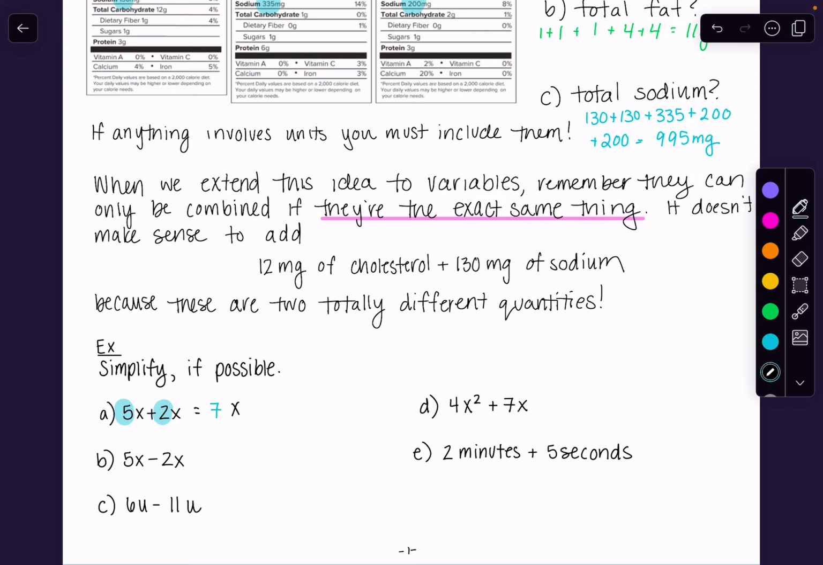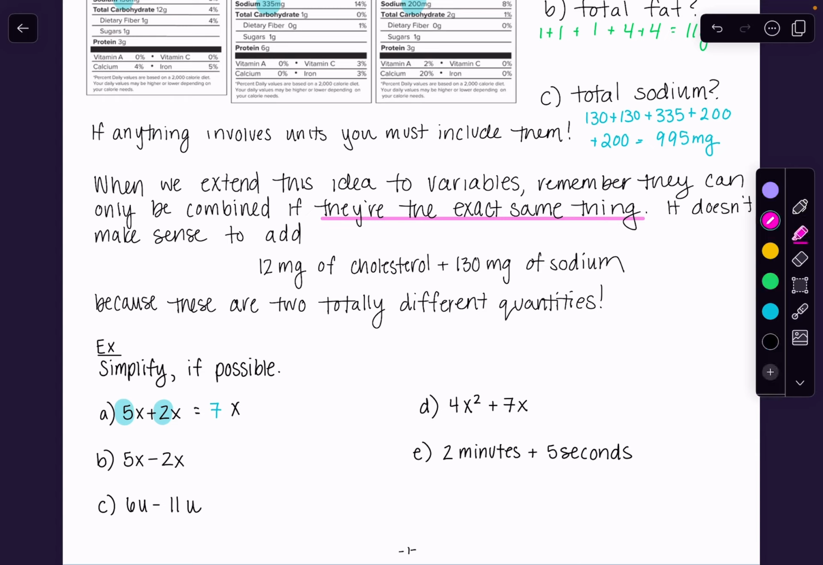The unit is unaffected. The variable is not affected. x plus x does not give me x squared. All this is doing is I'm having 5 of this object x and I'm adding 2 more of them. So in total, I have 7 x's. So all that's changing is the number in front, but not the variable itself.